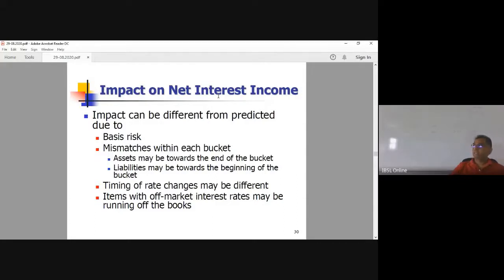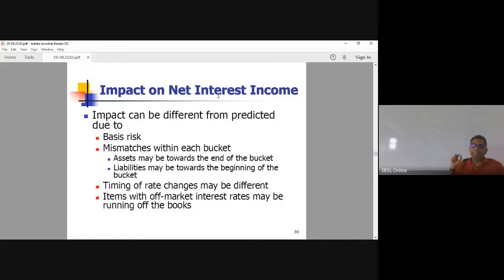And then there's basis risk. In other words, you will put your T-bills at one basis, and then the other products will be at a different basis in terms of how you calculate it. And then you could have assets that are running off the book anyway. So even if you have a big asset on your book and interest rates come down, it could be leaving your profile soon, so it could have an impact only for a short period of time.